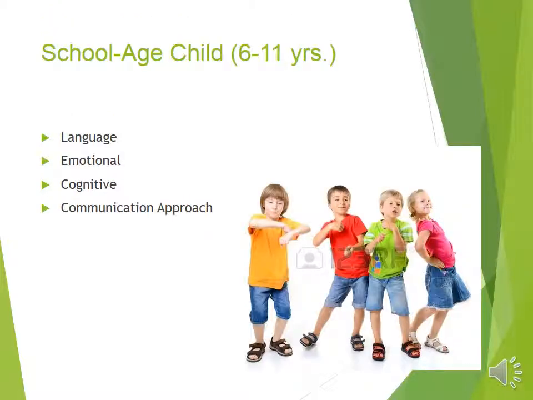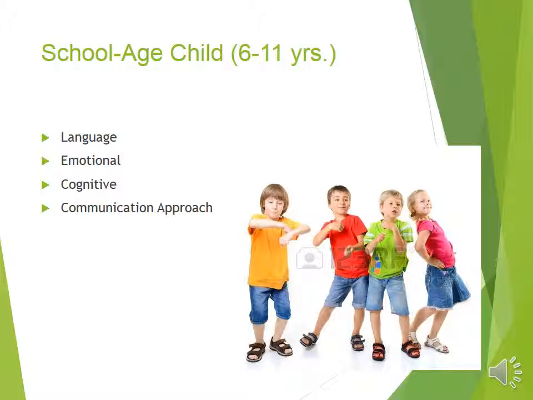About the school-age child, 6 to 11 years of age, they communicate thoughts and appreciate the viewpoints of others at this point. They have an expanding vocabulary. They're starting to develop conversational skills. They interact well with others. They're beginning to build close relationships, and they understand the rules of games.